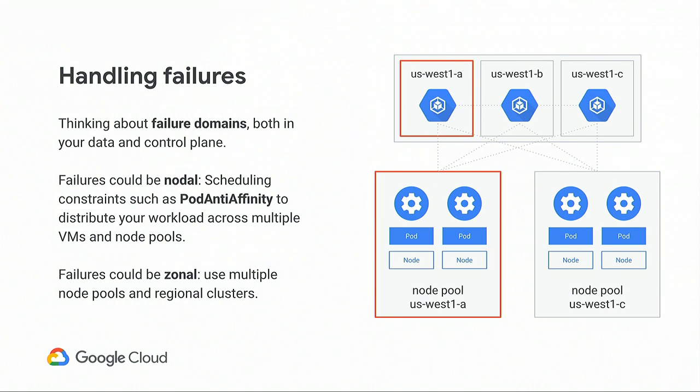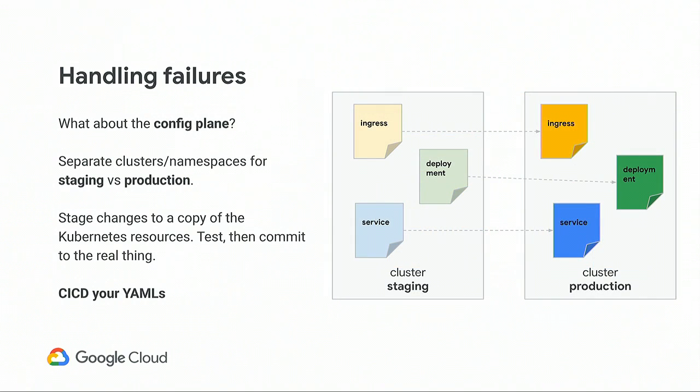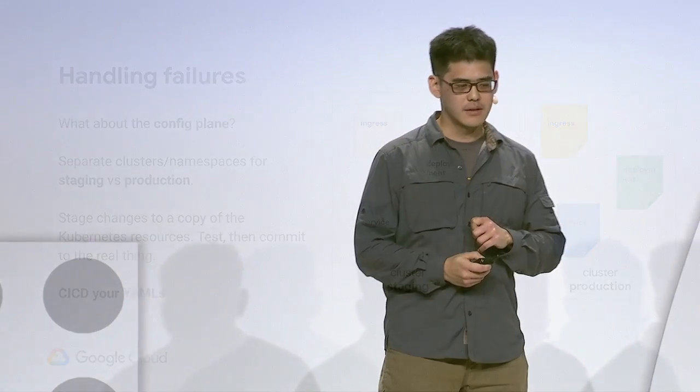Finally, we forgot about one thing, which is the config plane. So not only do you have the data plane and the control plane, but you should be careful that you can't make that one edit to a config. I know we all did it. And it takes down your global network. So ideally, you should have separation here as well. Separate your clusters by namespaces or by clusters for staging and production. Make sure you stage a copy of Kubernetes resources, test, and then commit the real thing.